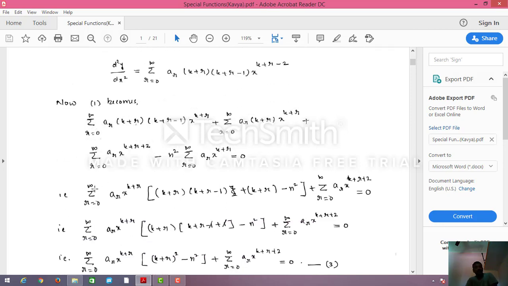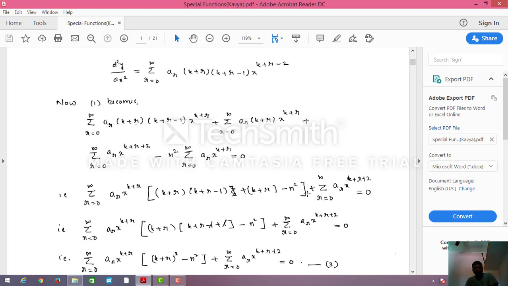Now I am taking the summation outside, and the common term ar into x power k plus r outside. The remaining terms in the first bracket are k plus r into k plus r minus 1, plus k plus r, minus n square.